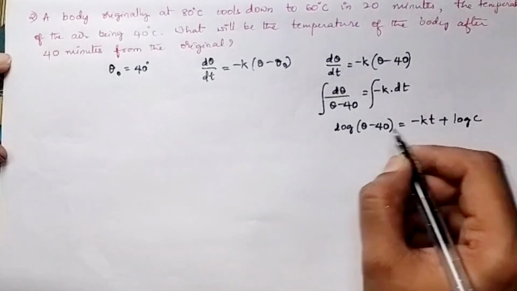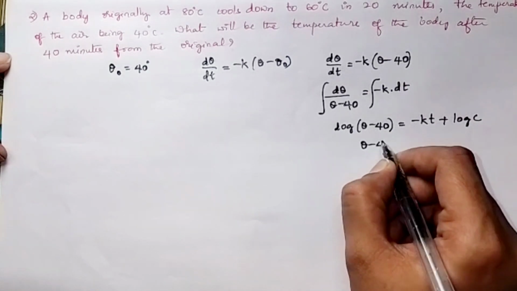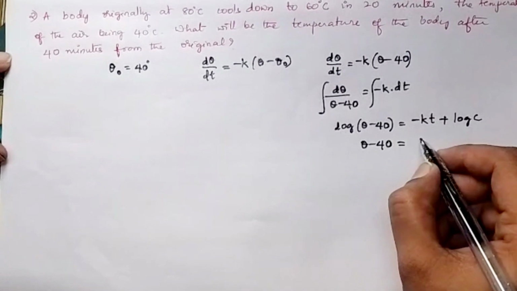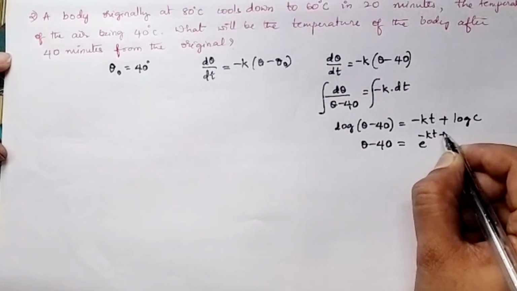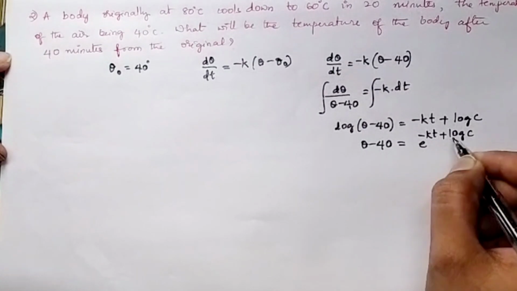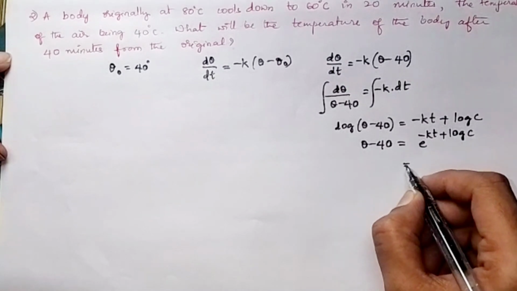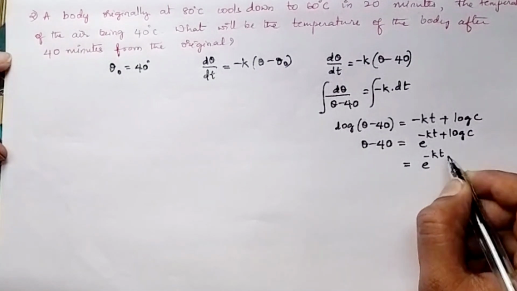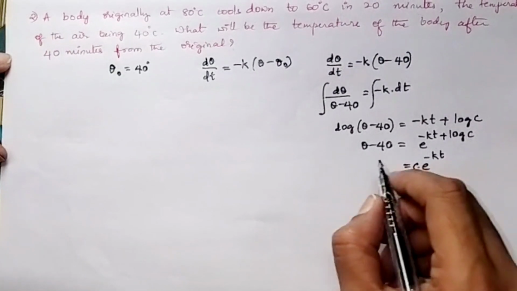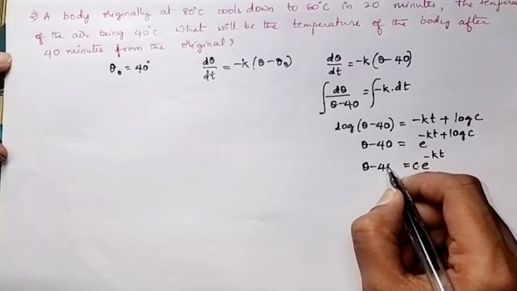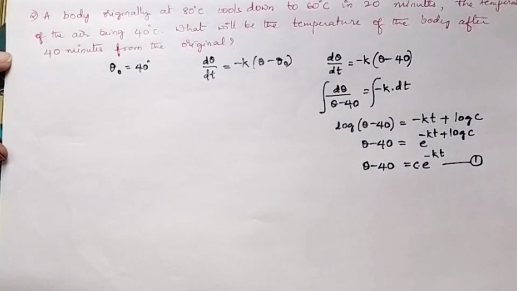Now taking exponential on both sides, exponential and log cancel, so θ minus 40 is equal to e to the power minus kt plus log of c. You can split this as a power (m plus n) as a power m into a power n. So this gives you e power minus kt into e power log c, which is just c. So c into e power minus kt is θ minus 40 on the left hand side. Name this as equation 1.